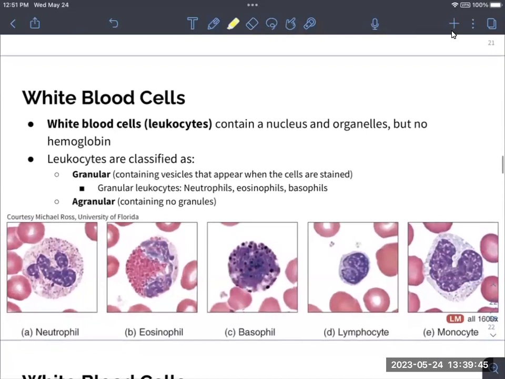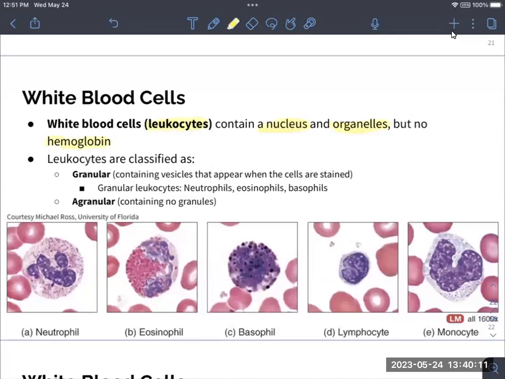So let's go into white blood cells. As I mentioned, we have 5 different types. Our white blood cells are known as those leukocytes. The main difference between red blood cells and white blood cells is that white blood cells still have their nucleus. They're going to have a lot of different organelles in there. White blood cells do not have hemoglobin.